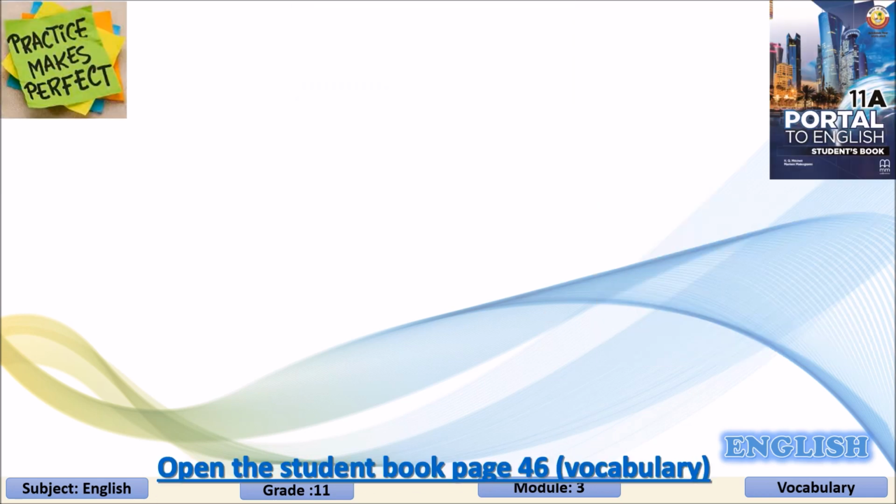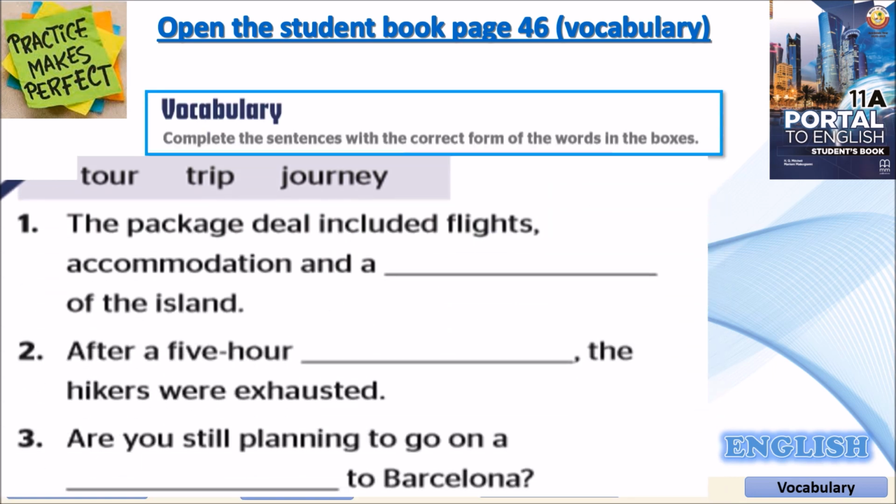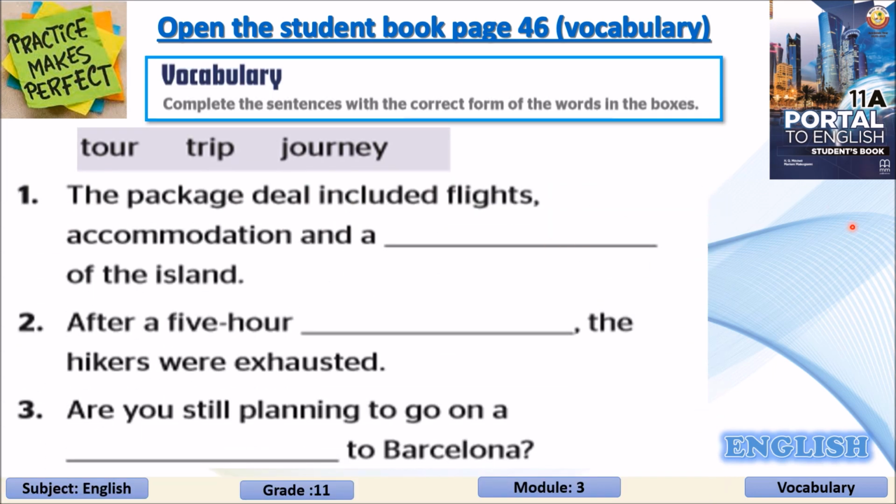Okay, let's practice. Open, please, the student book, page 46, and let's think about the answers. Let's start with the first one. The package deal included flights, accommodation, and a blank of the island. So we are talking about the island. We have the preposition of. Do you think we can say tour of, trip of, or journey of? Right, so we can say a tour of the island.